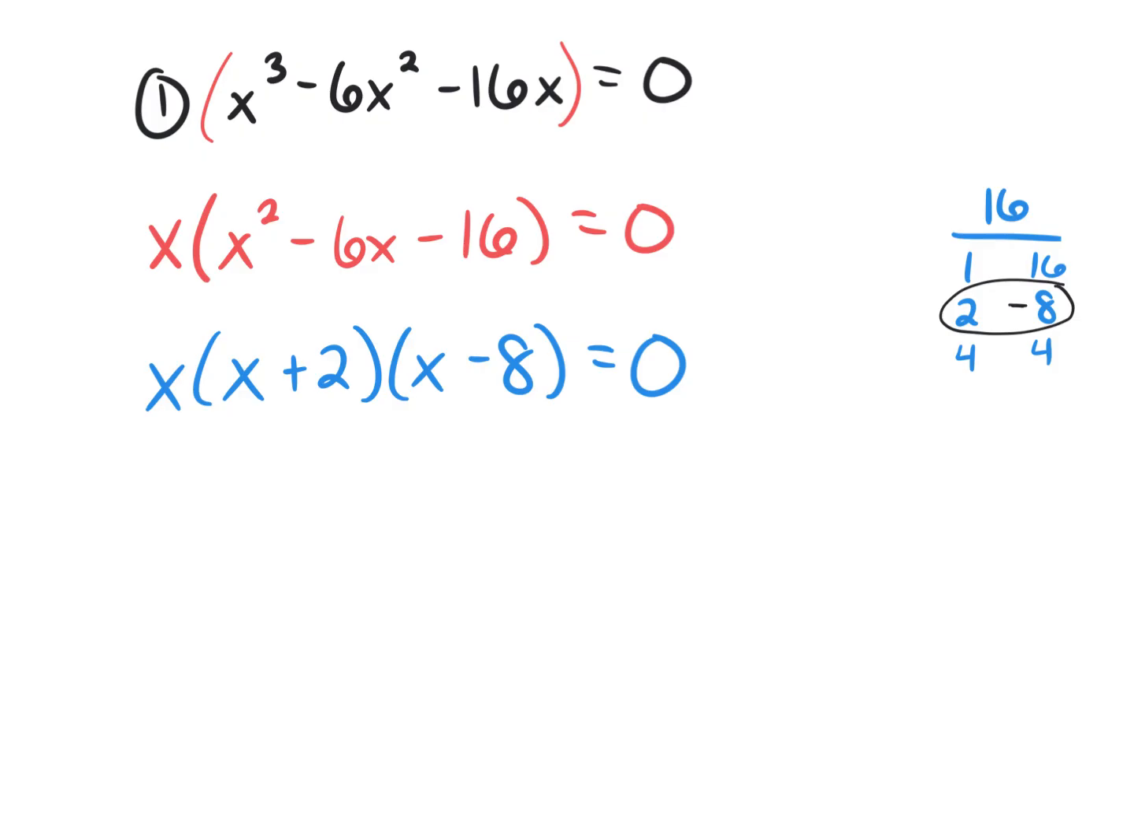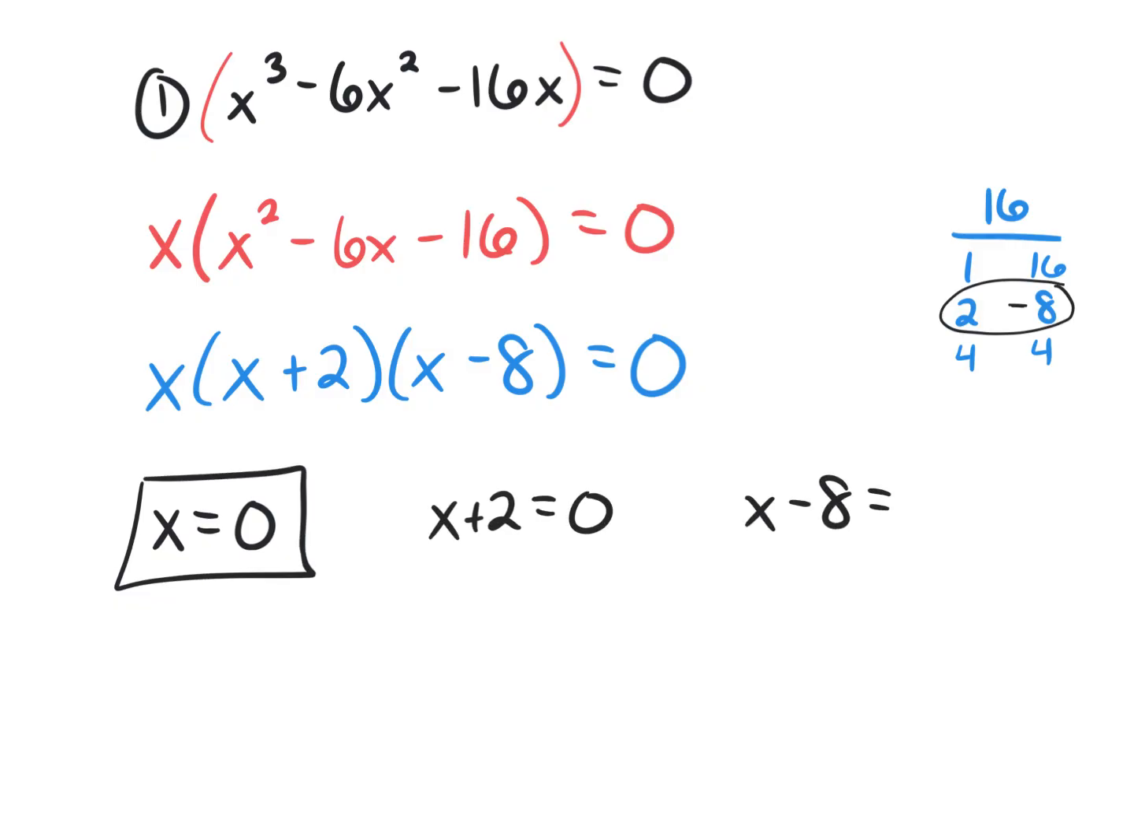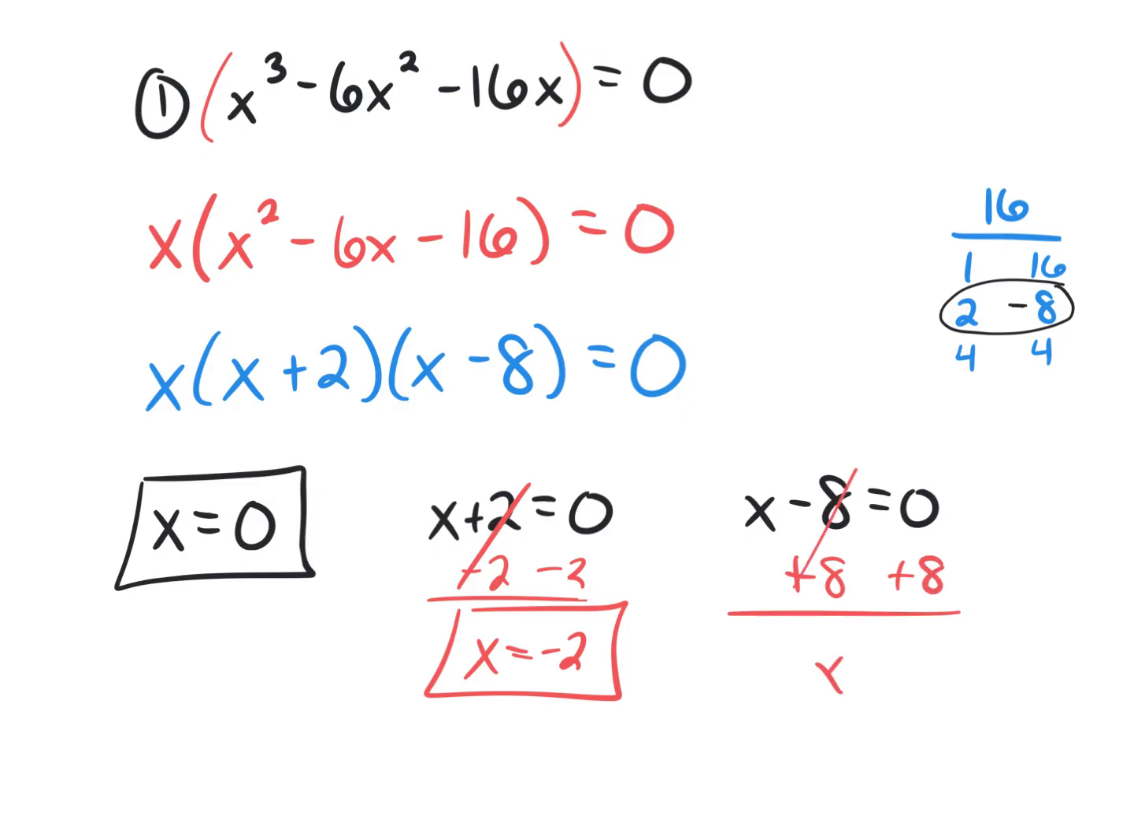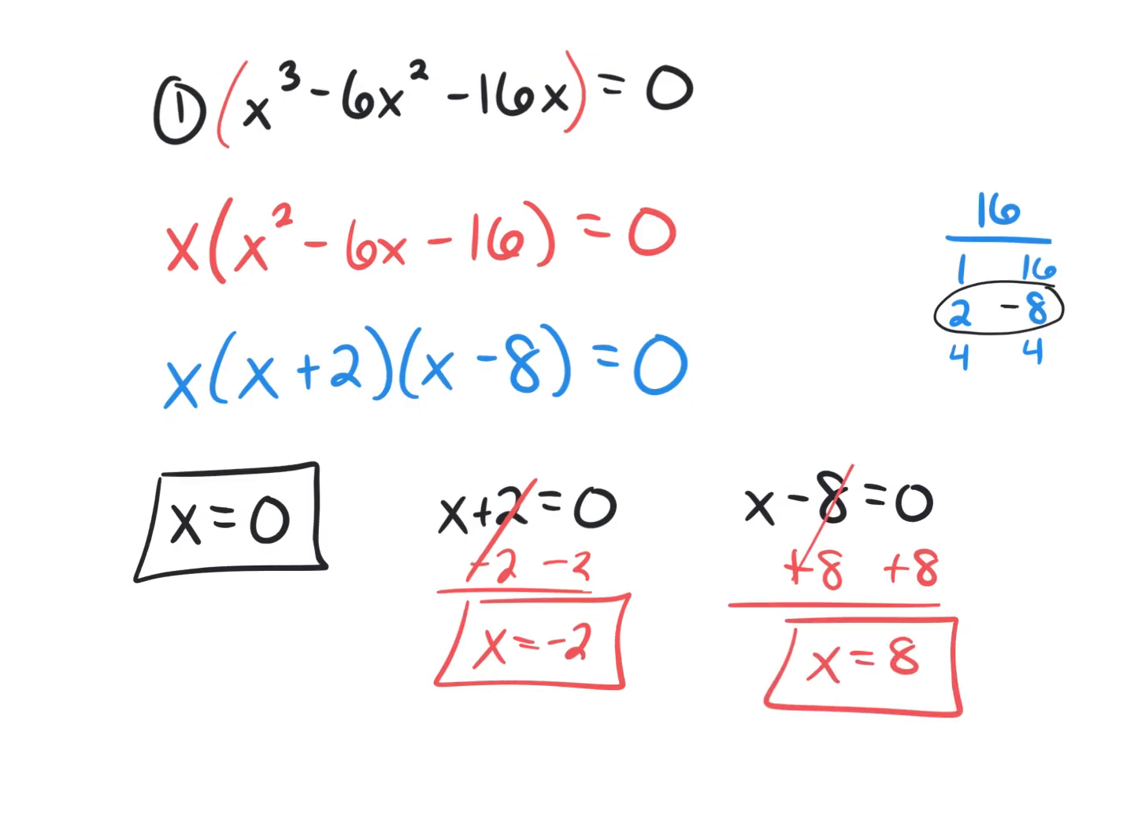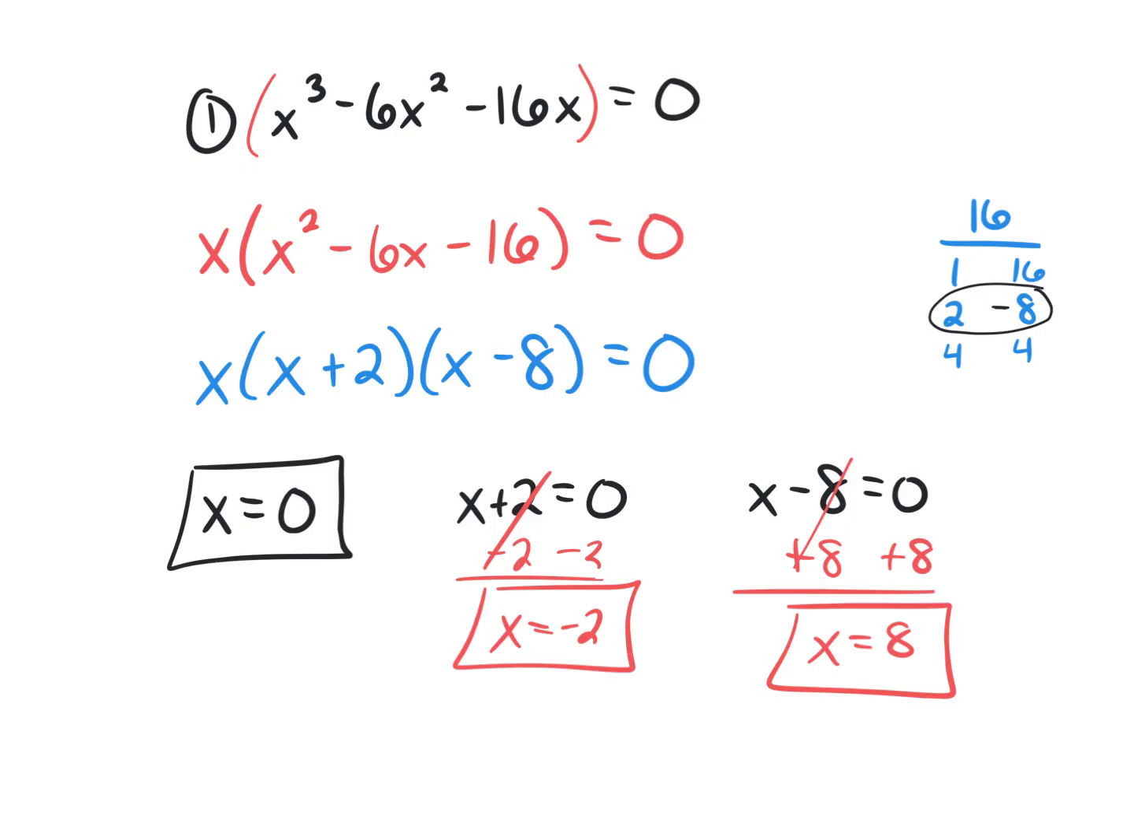What is my next step here? Equal to 0. Yep, so we have x equals 0. There's one of my solutions. x plus 2 equals 0. And x minus 8 equals 0. How would I solve that middle one? Subtract 2. So we get x equals negative 2. On the right, add 8 to get x equals 8. Again, how can you check to see if you got the right amount of solutions? Looking at the highest degree, which is 3, did we get 3 answers? Yes.